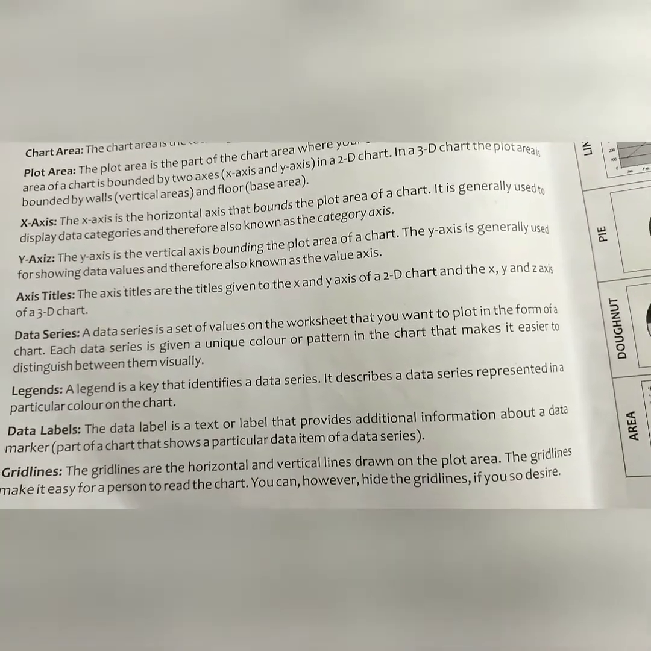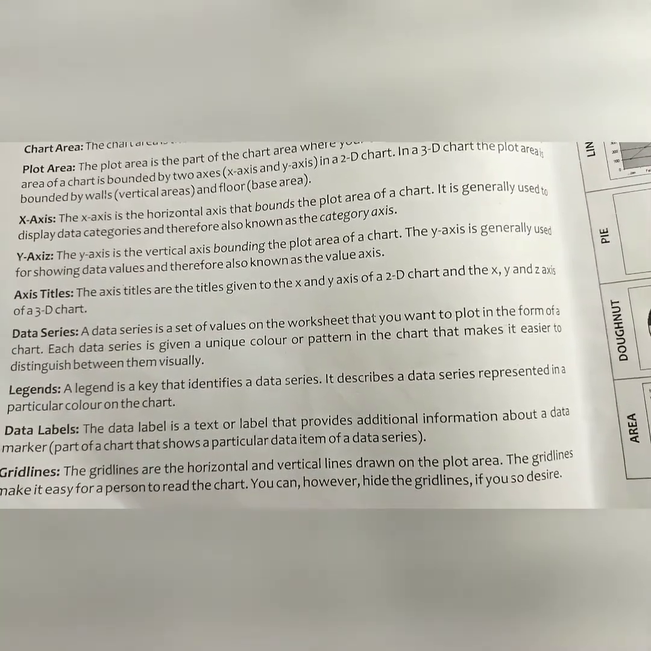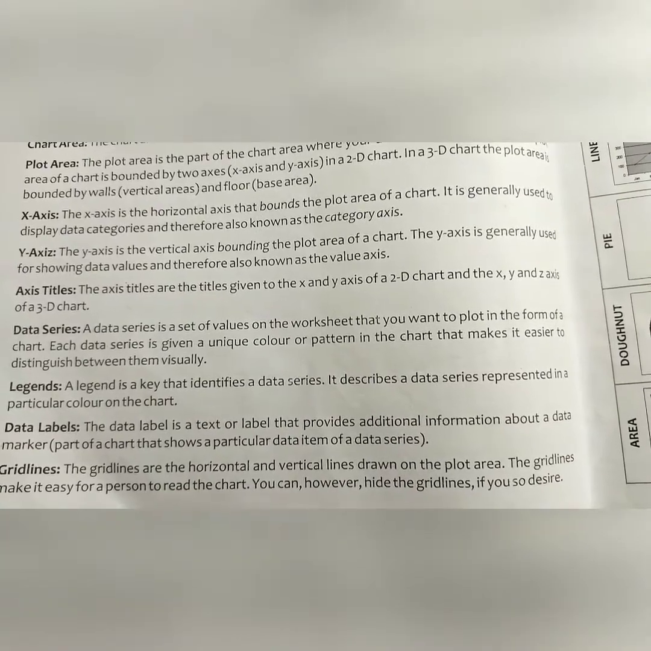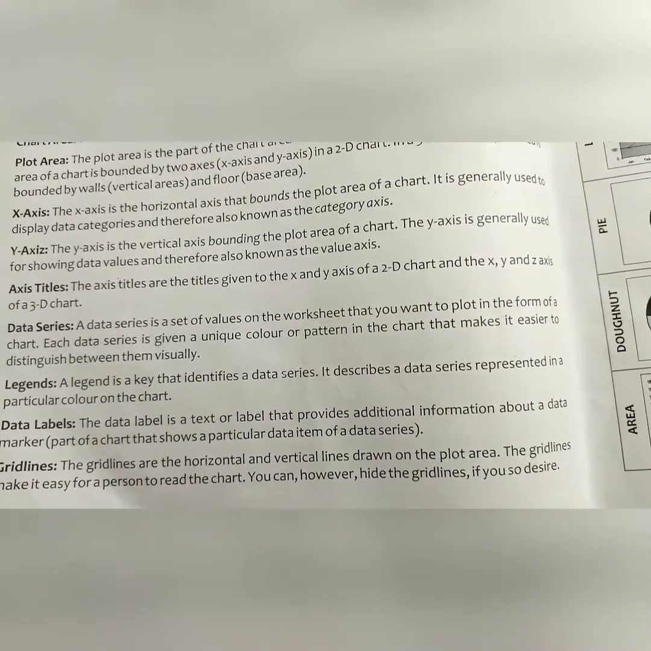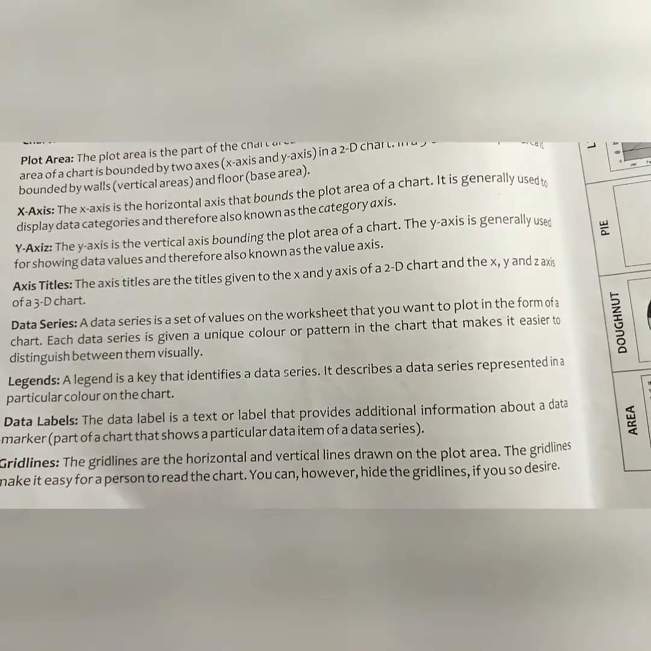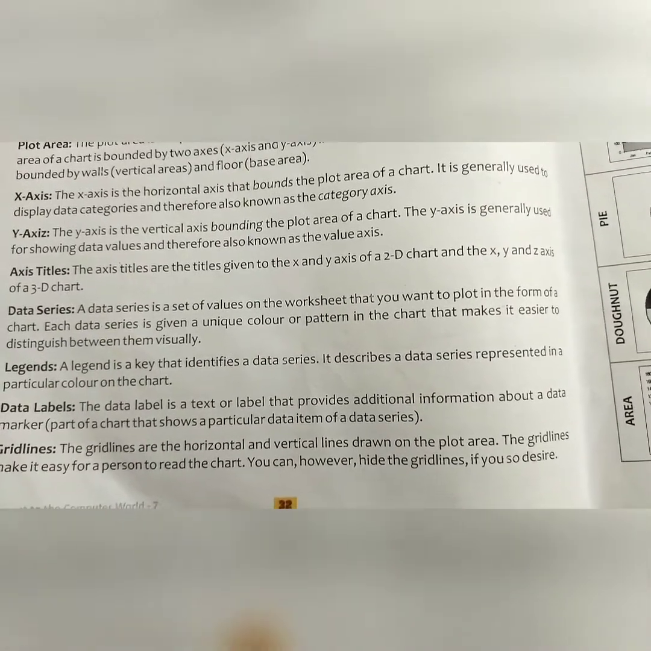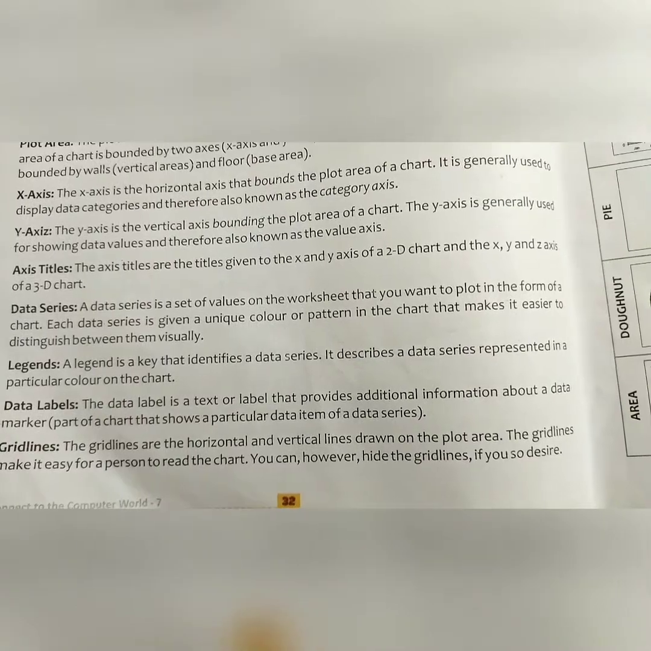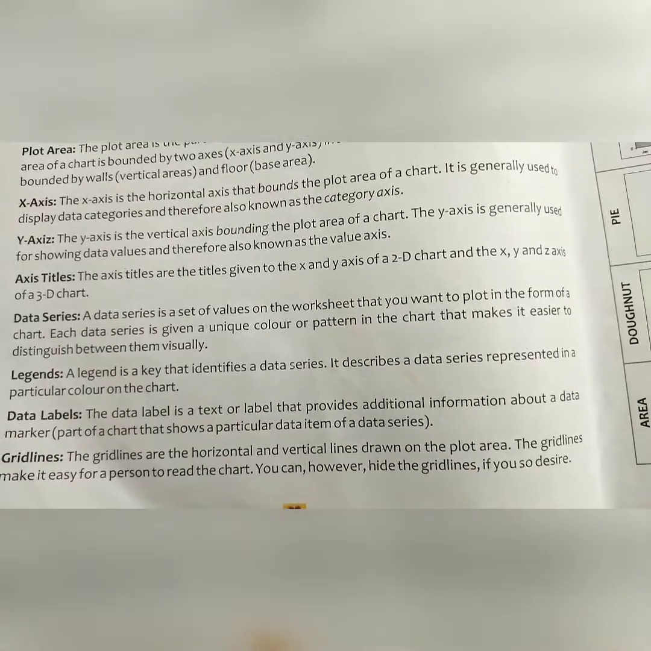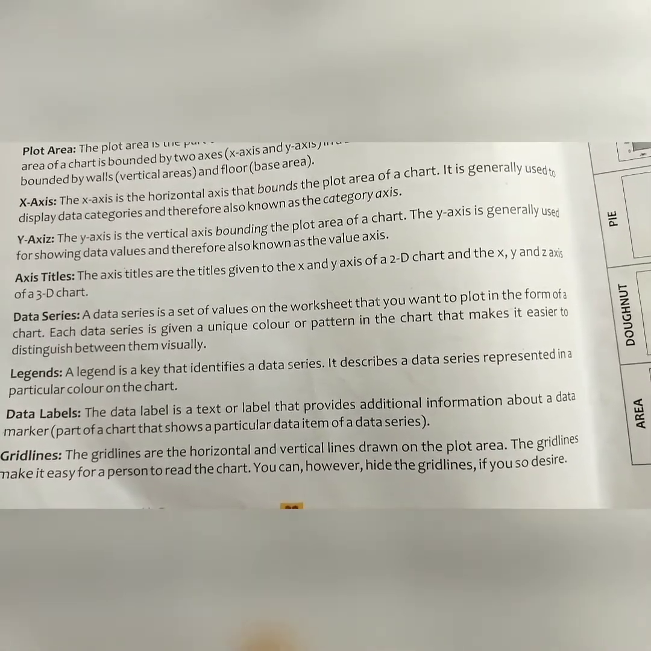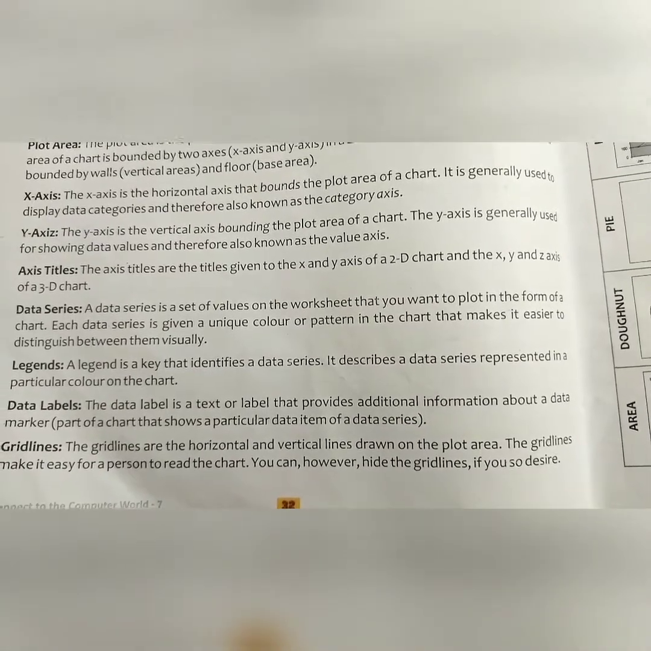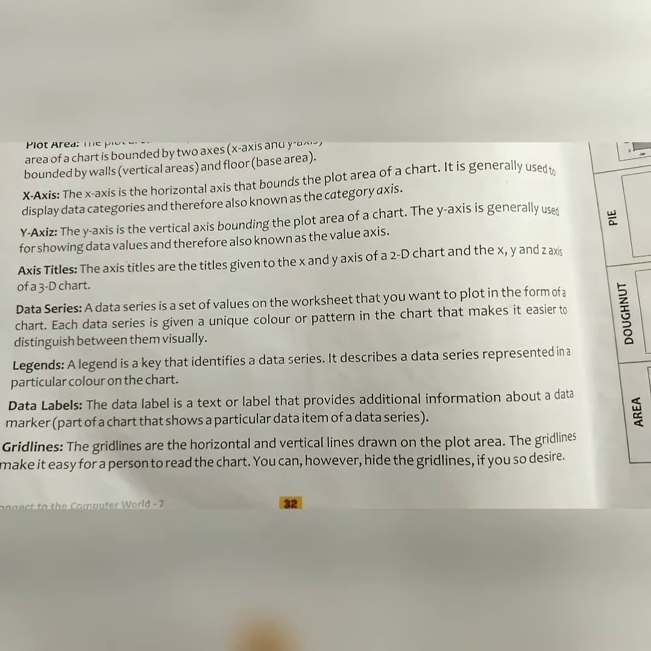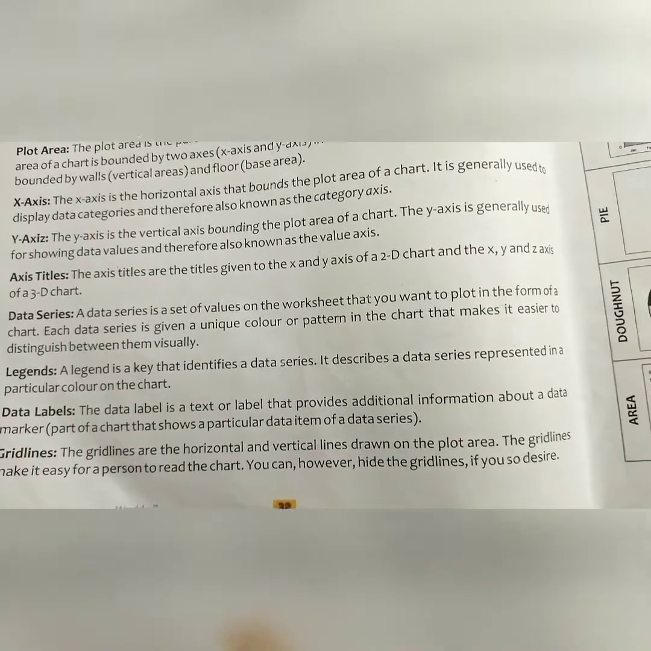Data series. A data series is a set of values on the worksheet that you want to plot in the form of a chart. Each data series is given a unique color or pattern in the chart that makes it easier to distinguish between them visually. Next component is the legend. A legend is a key that identifies a data series. It describes a data series represented in particular colors on the chart.